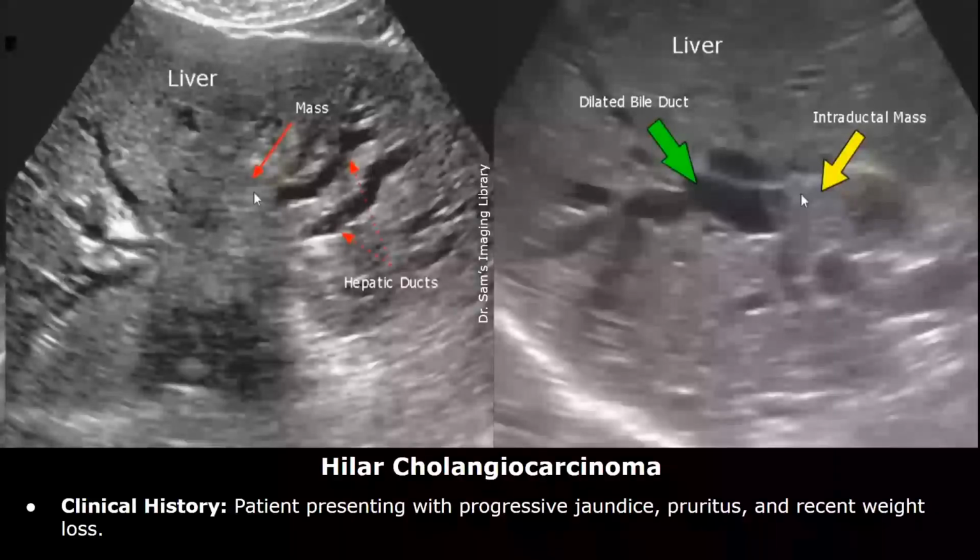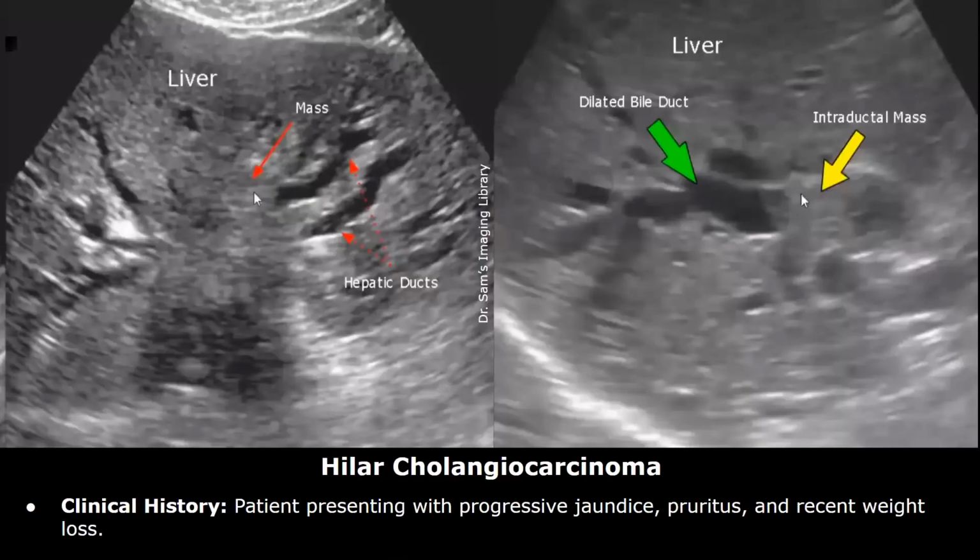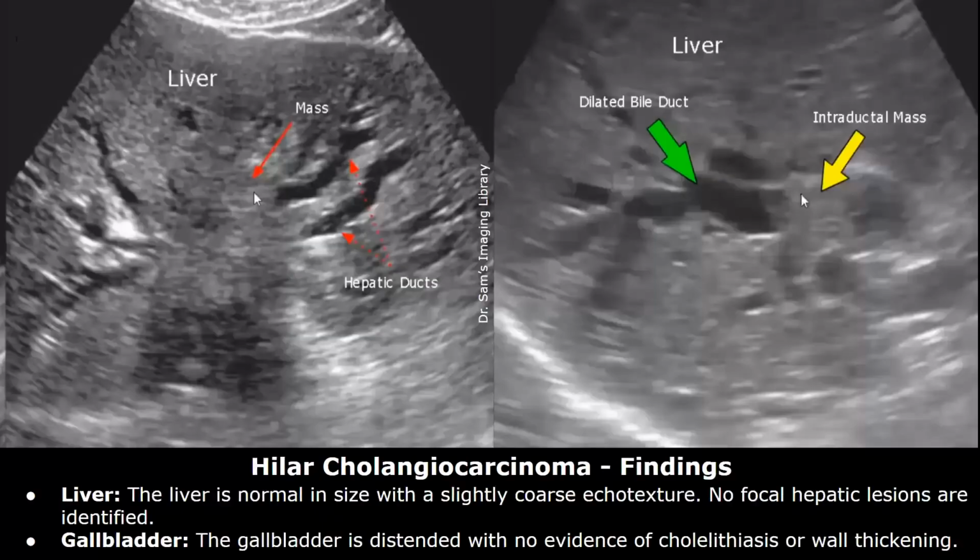This is a report of hilar cholangiocarcinoma. Clinical history: patient presenting with progressive jaundice, pruritus, and recent weight loss. The liver is normal in size with a slightly coarse echo texture. No focal hepatic lesions are identified. The gallbladder is distended with no evidence of cholelithiasis or wall thickening.